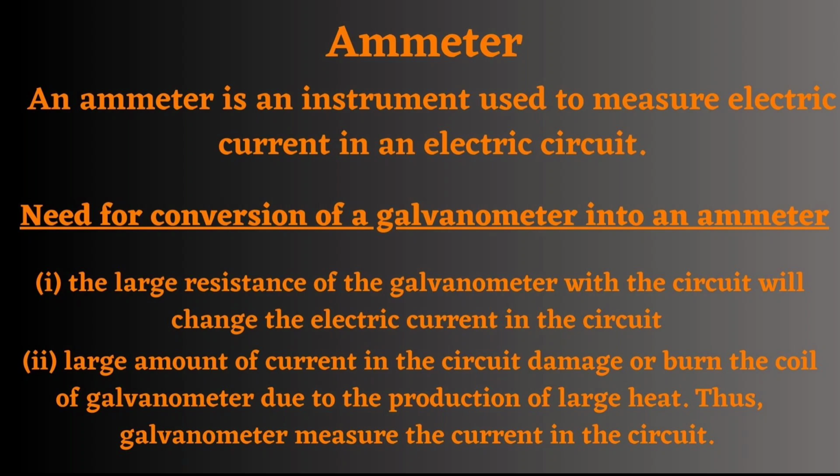If a galvanometer is used to measure the amount of electric current flowing through the circuit, then two things may happen. First of all, the large resistance of the galvanometer in series with the circuit will change the electric current in the circuit. Secondly, a large amount of current in the circuit may damage the coil of the galvanometer, or it may lead to burning of the coil due to the production of a large amount of heat. So we conclude that a galvanometer cannot be used to measure the current in a circuit.